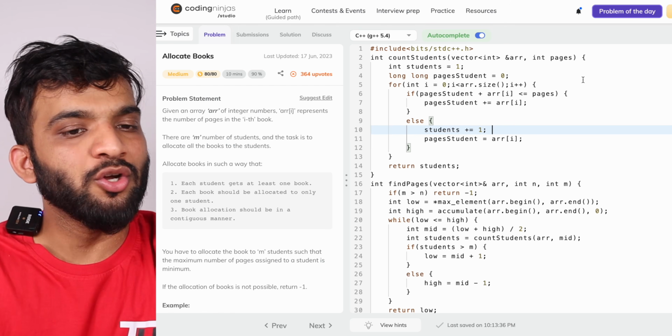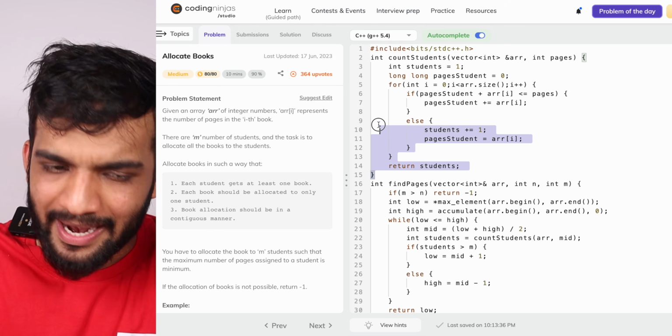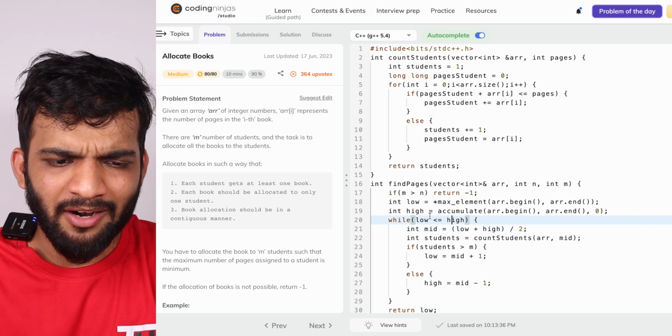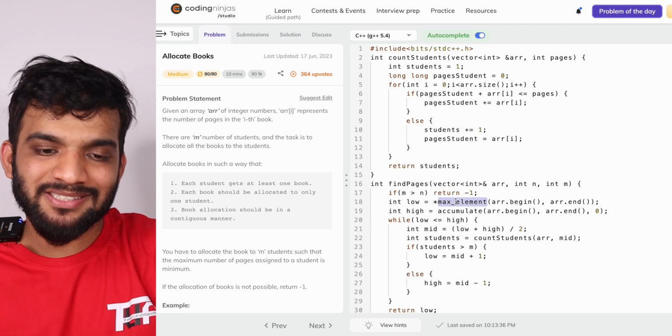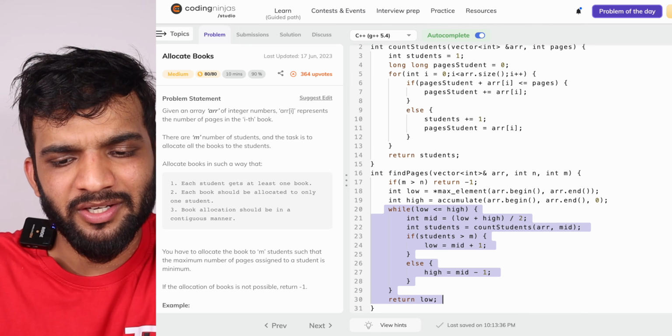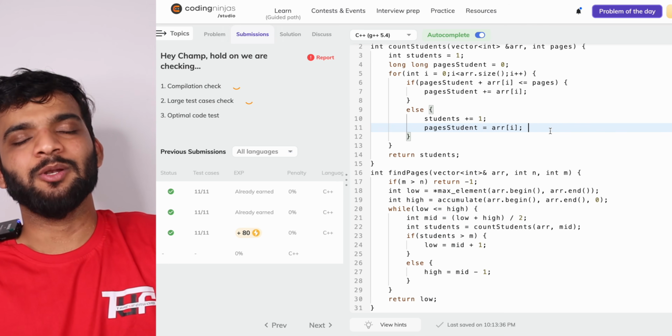So let's quickly jump into the code editor. What I've done is I've written the exact same code. And yeah, if you remember, this is the impossible case. And after that, a simple max element STL and the accumulate function, which gets me the sum, and then a simple binary search. And if I go ahead and submit this, this will be accepted.